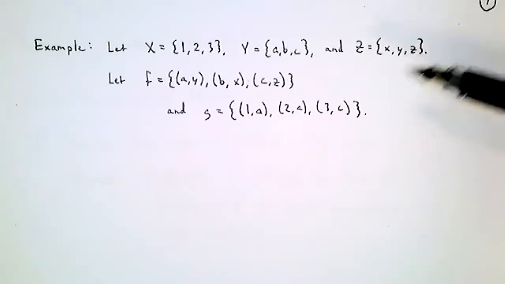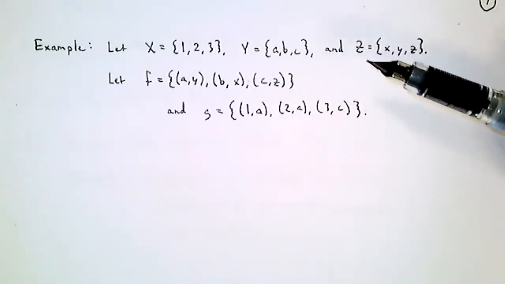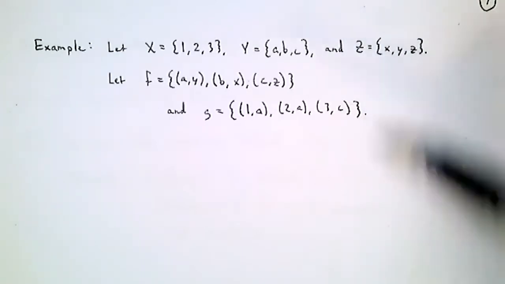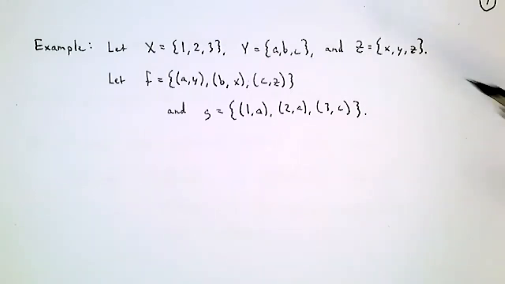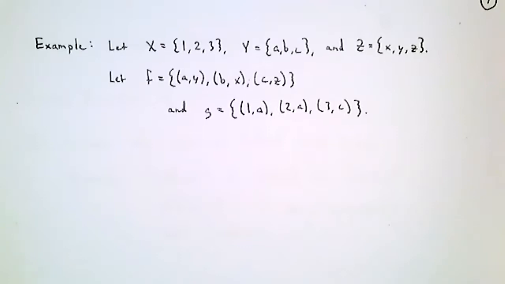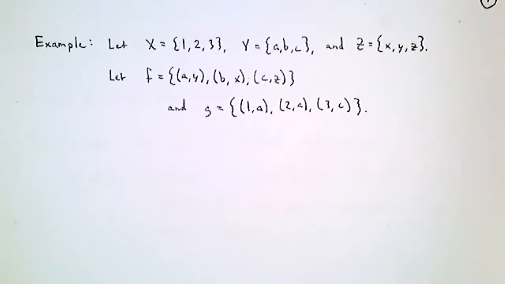Okay, so first of all, I want to think about how composition works with our ordered pair definition for functions. And then in our next example, we're going to look at the more normal functional notation. For this particular example, my sets X, Y, and Z are going to be as you see there. So X is the set with 1, 2, and 3 in it. Y is the set with a, b, and c. And then the set Z is the set with x, y, and z.